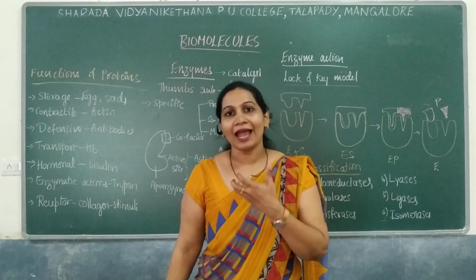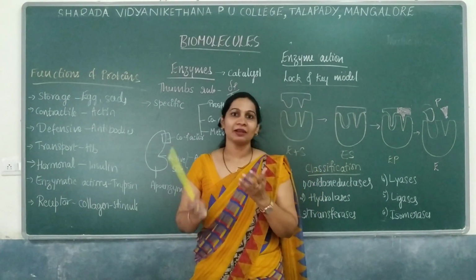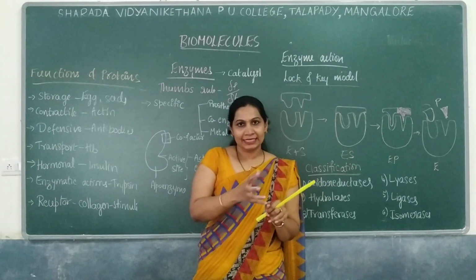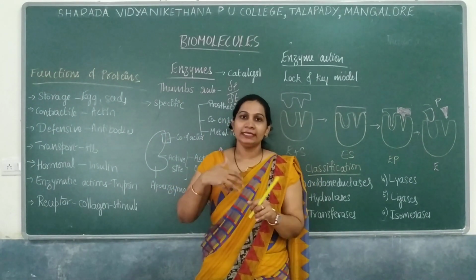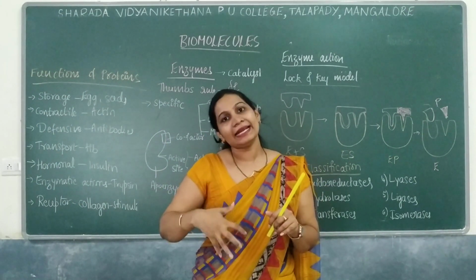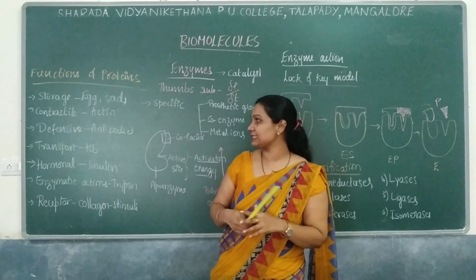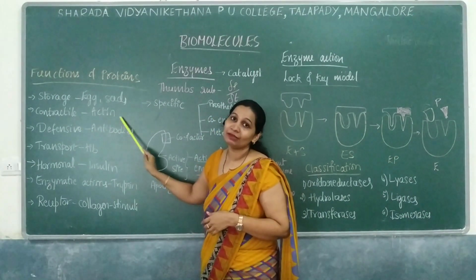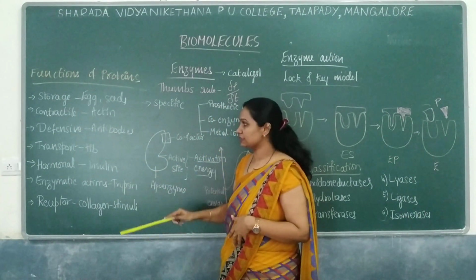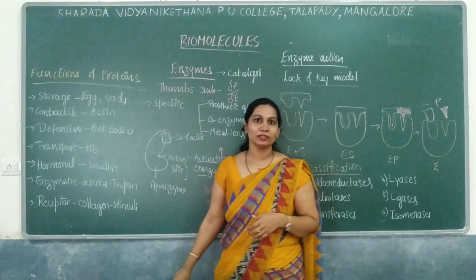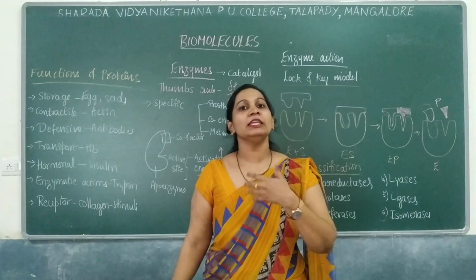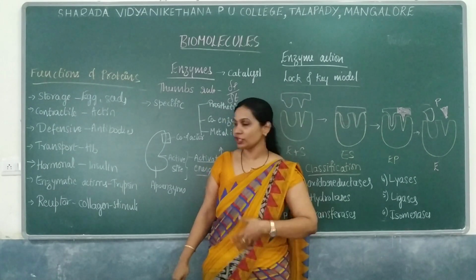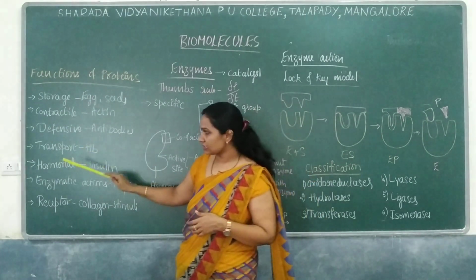For example, the antibodies. Antibodies are mainly our immune system cells against the antigens. When a foreign pathogen enters into our system, these antibodies will fight against it. So they are mainly defensive. Antibodies are chemically proteins. Next, the transport, as I told, hemoglobin, which mainly helps in the transport of oxygen. So that is a transport protein.